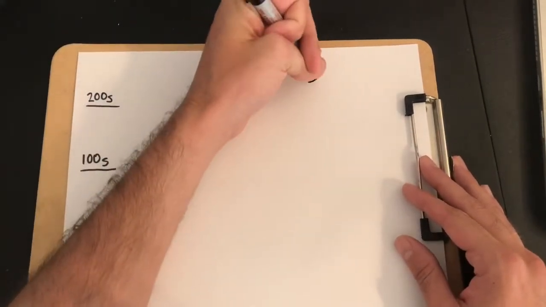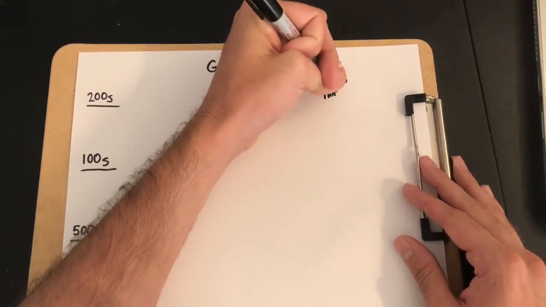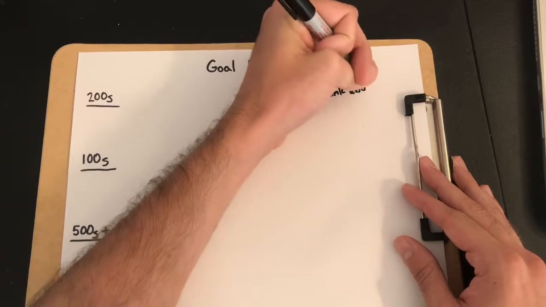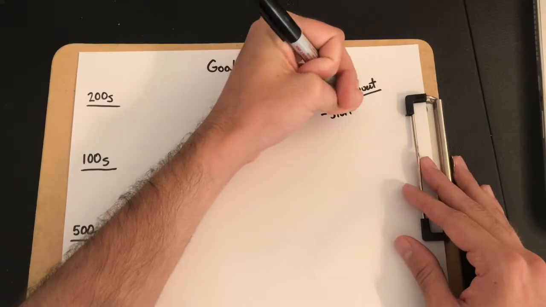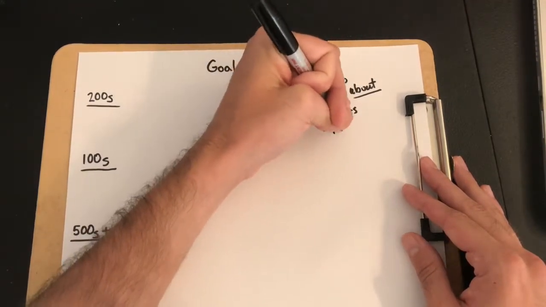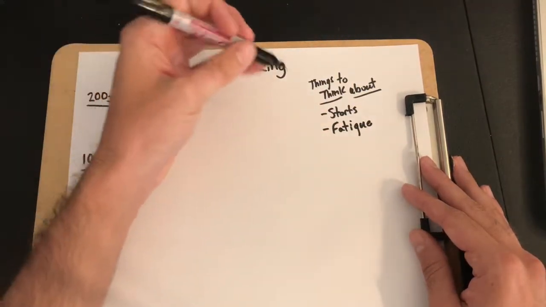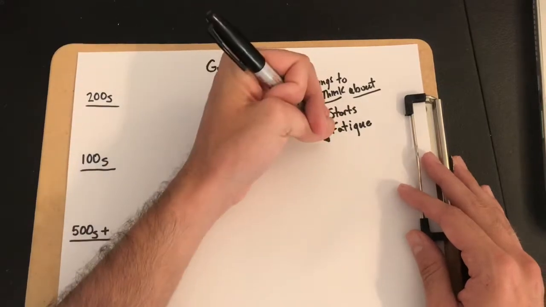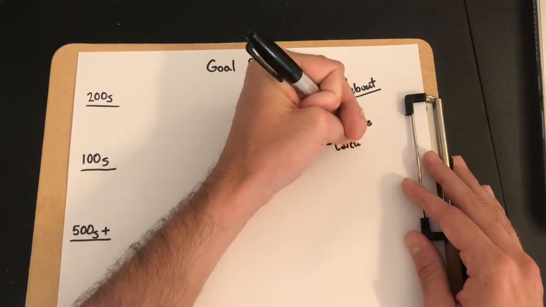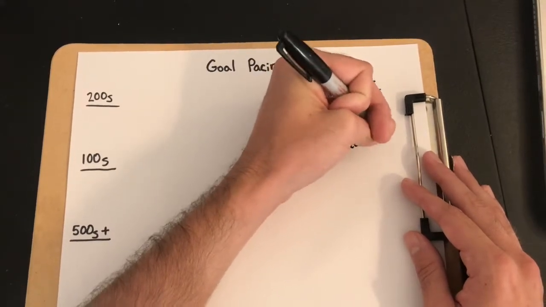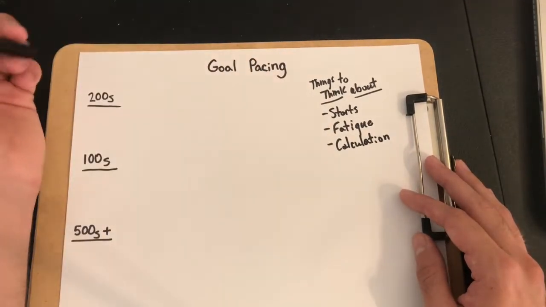So I'll write it over here. Some things to think about. Your starts. Fatigue, especially in the back half of any race. Starts, fatigue, and calculation. Okay, how we do the math. These are probably the three biggest things to think about while you're creating your goal paces.